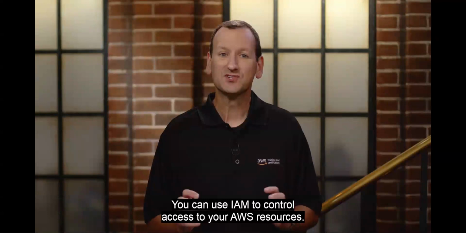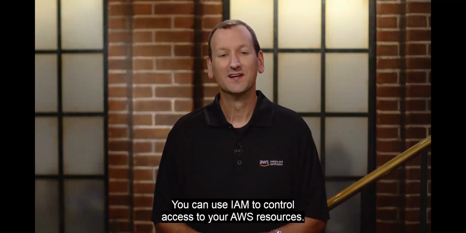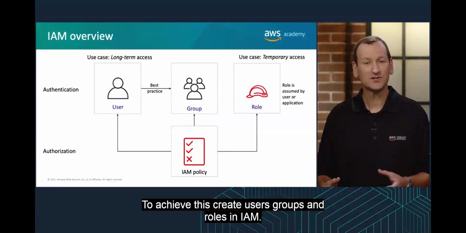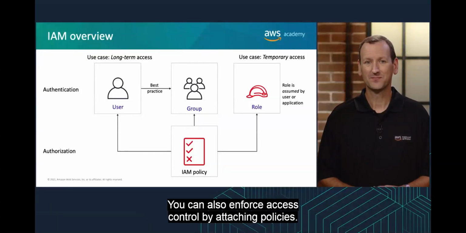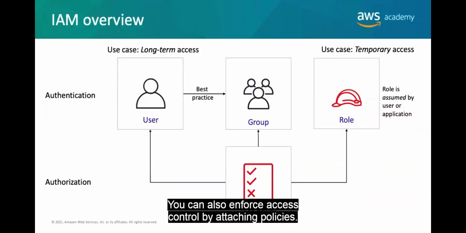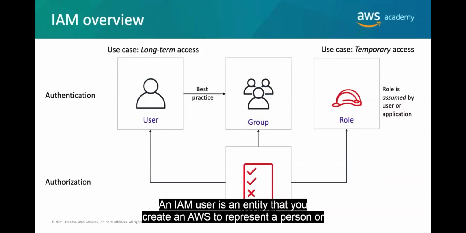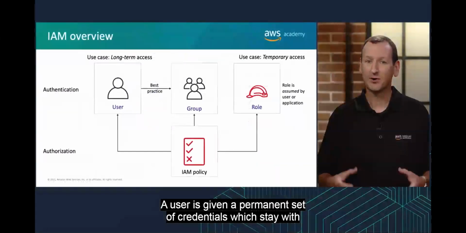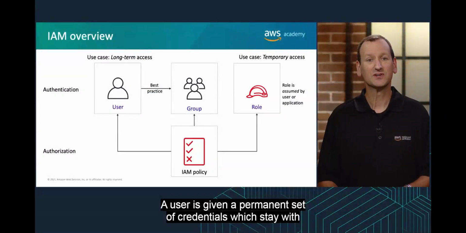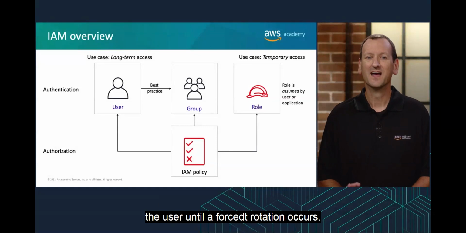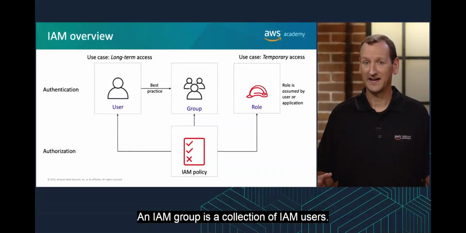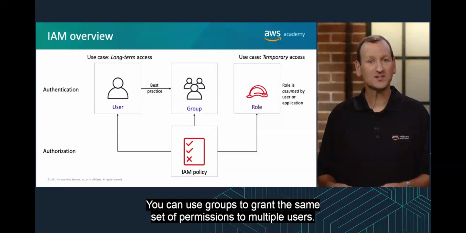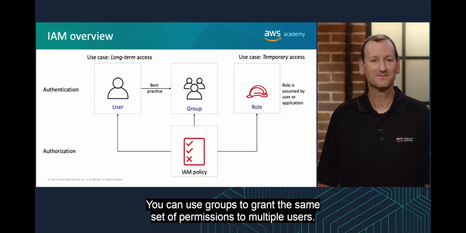You can use IAM to control access to your AWS resources. To achieve this, create users, groups, and roles in IAM. You can also enforce access control by attaching policies. An IAM user is an entity that you create in AWS to represent a person or application that interacts with AWS account services and resources. A user is given a permanent set of credentials which stay with the user until a forced rotation occurs. An IAM group is a collection of IAM users. You can use groups to grant the same set of permissions to multiple users.